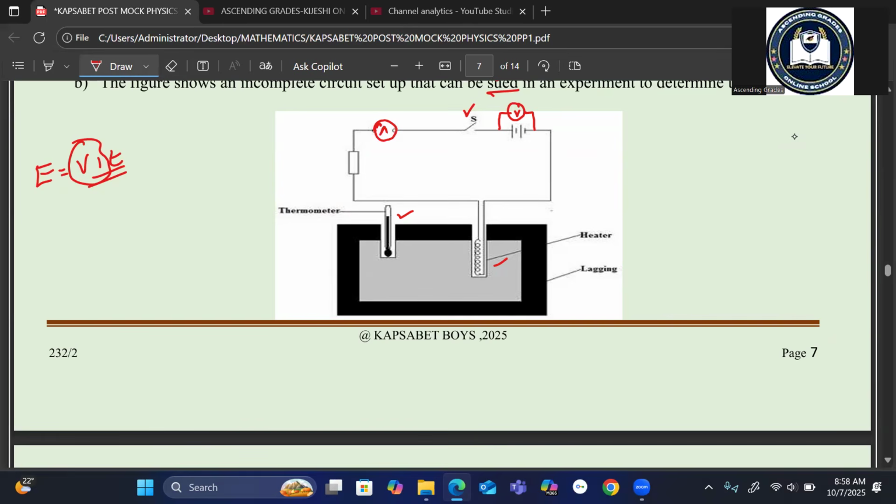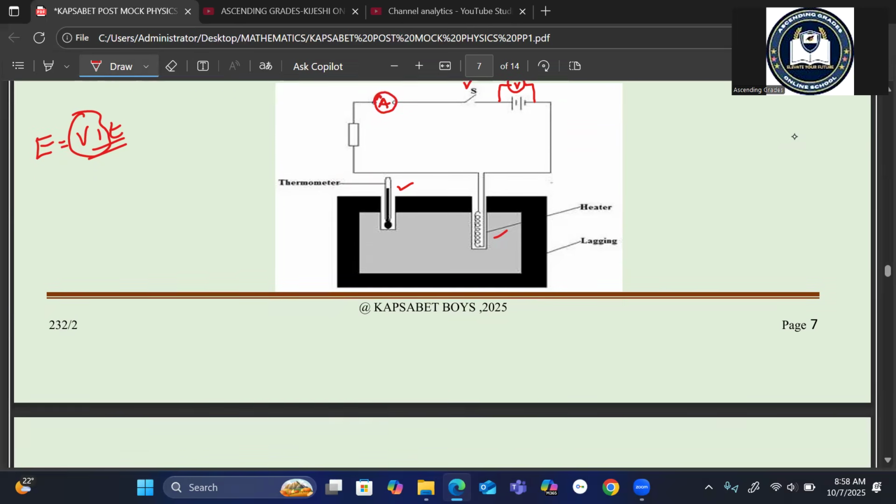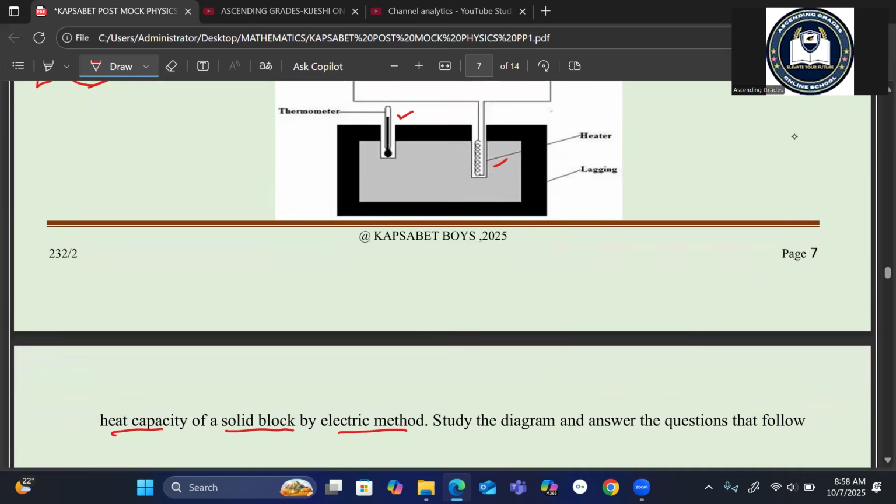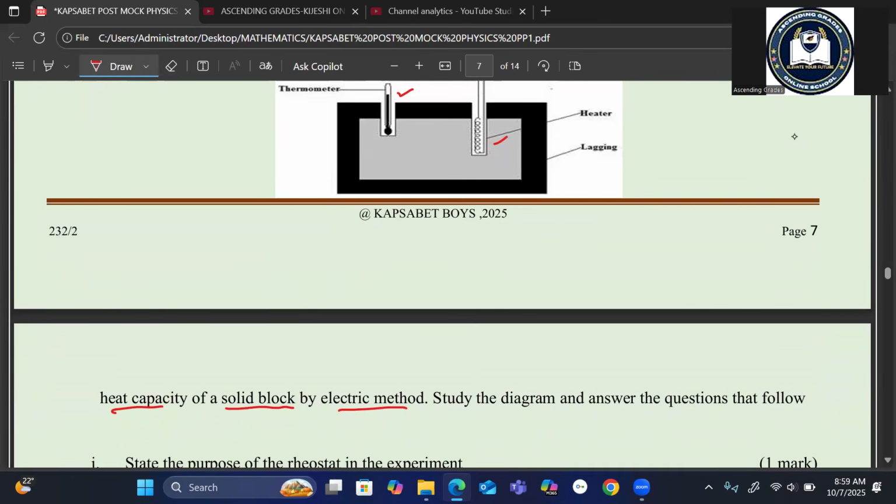And show that we are having our ammeter there to give us the measurement of the current, because it is connected in series with the circuits. We have something else missing. Let me check. No.